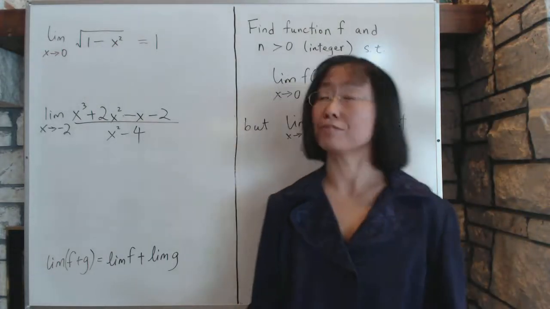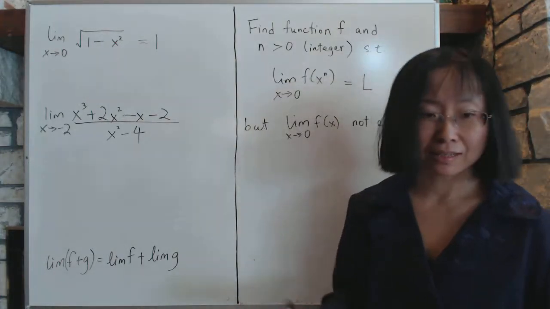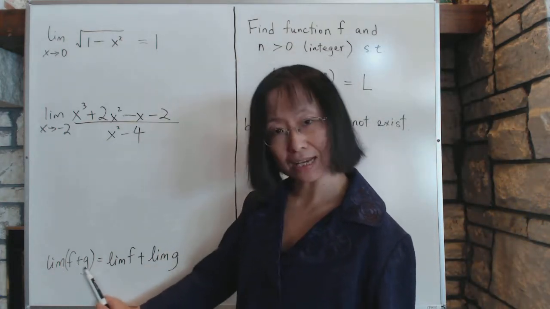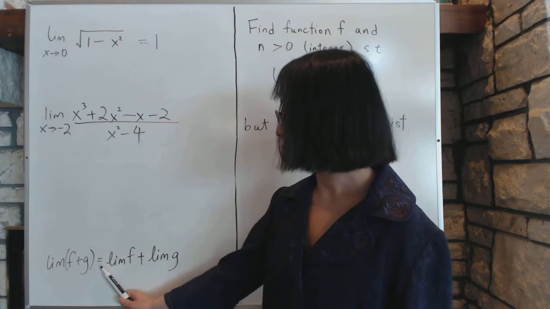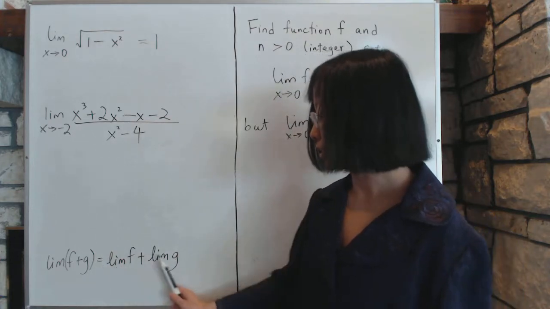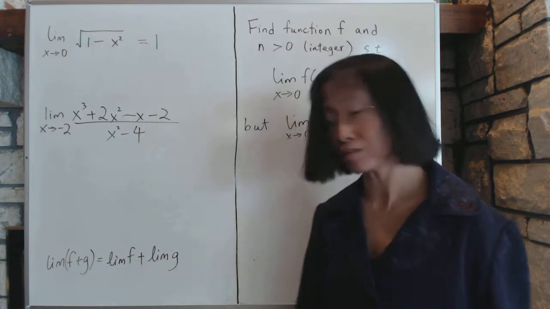Section 2.3, Theorems of Limits. The theorem of limits says something like this. The limit of two functions added together is equal to the sum of the limits of each individual function. You calculate each limit first, and then you add the total together.